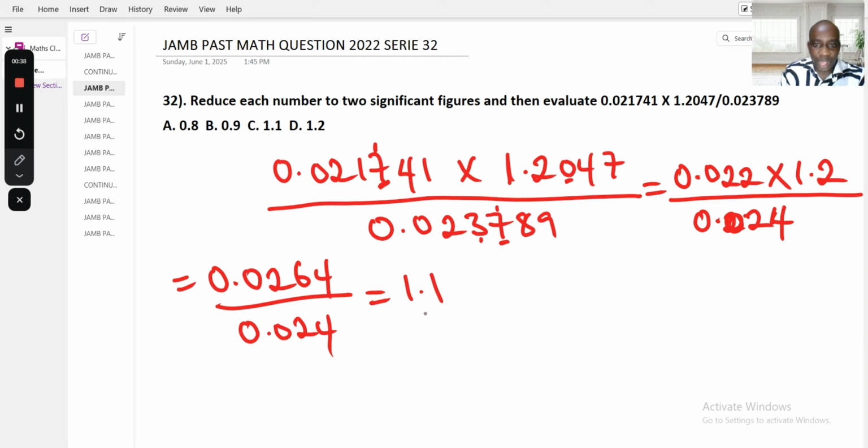Do we have 1.1 there? Yes, C. Our final answer is C. Let's move to the next question.